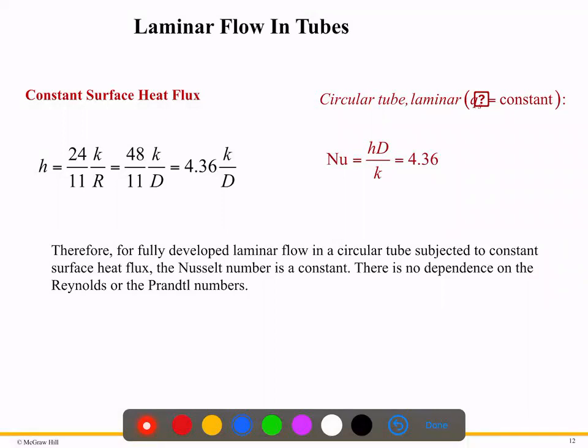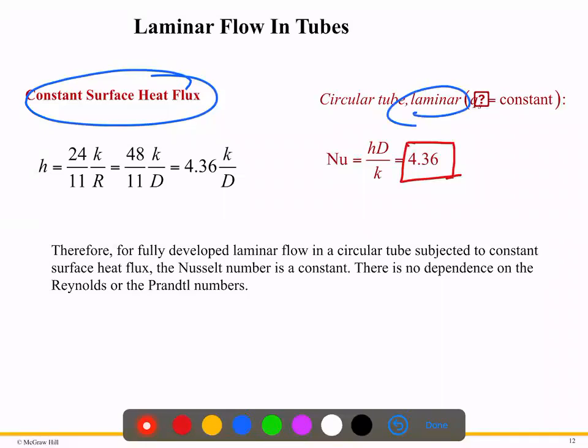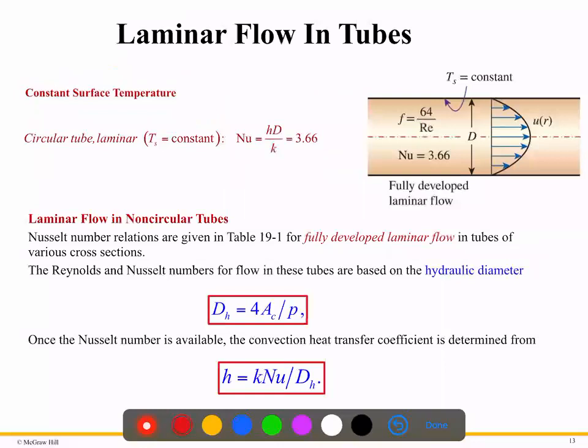For constant surface heat flux, we found from the calculations that the Nusselt number for laminar flow is constant, 4.36. What does it mean? It means for fully developed laminar flow in a circular pipe, the Nusselt number is constant when it is a constant surface heat flux condition. It doesn't depend on the Reynolds number. I'm repeating again: if a constant surface heat flux condition exists, then for laminar flow inside the pipe, the Nusselt number is constant. So this is the first thing.